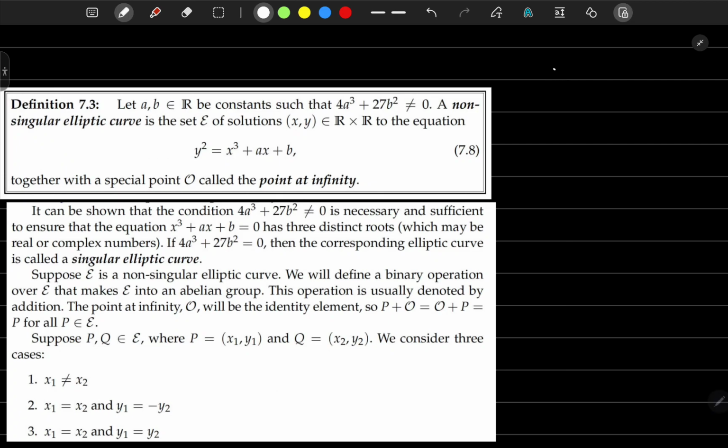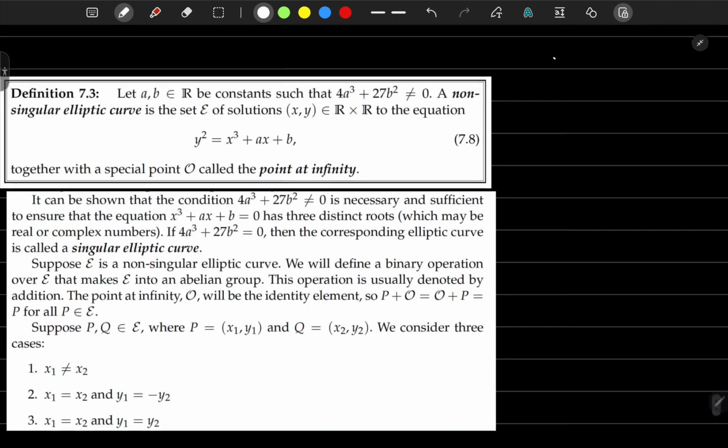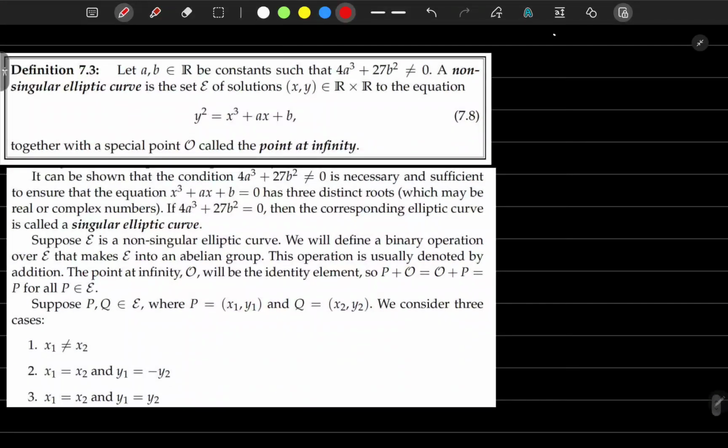Okay, let's study this elliptical curve. What does the definition go like? Just one time listen carefully, everyone. Let a, b belong to the real numbers, the notation in mathematics is like this. Let a, b be constants such that 4a cube plus 27b square is not equal to 0.